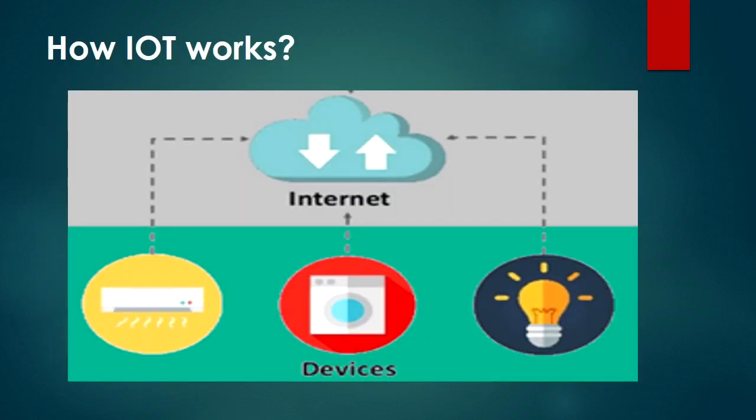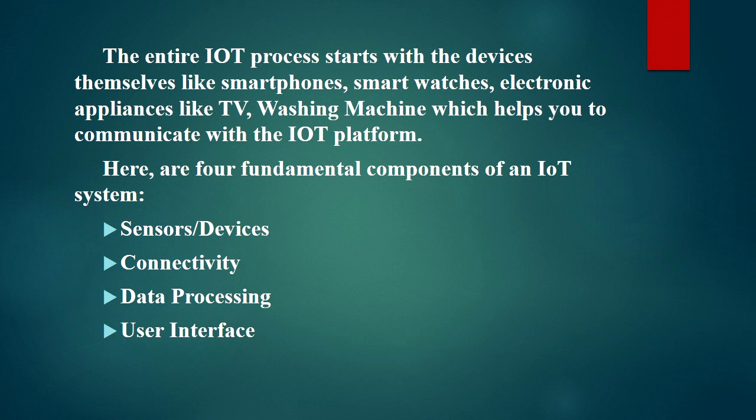Now we will see how IoT works. The entire IoT process starts with the devices themselves, like smartphones, smartwatches, and electronic appliances like TV and washing machine, which help you to communicate with the IoT platform. Here are four fundamental components of an IoT system. First one, sensors or devices. Second, the connectivity. Third is the data processing, and fourth is the user interface.